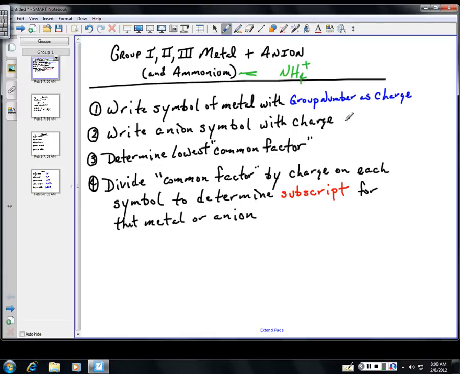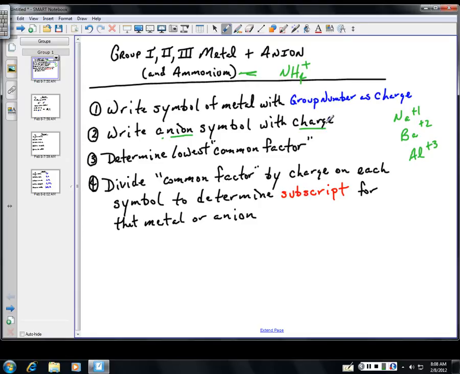All right? So if my metal is something like sodium, and I know that's in group 1, I'm just going to go ahead and put a +1 on it. If it's something like barium, that's over in group 2, so I'm going to put a 2+ on it. If it's maybe aluminum or one of those in group 3, I'm going to put a 3+ on it and have that at my fingertips. Then I'm going to look at my anion sheet and write the symbol for the anion and put its charge on it.